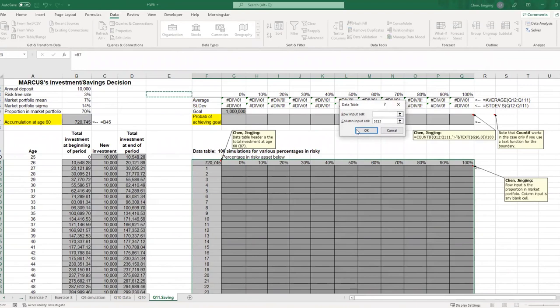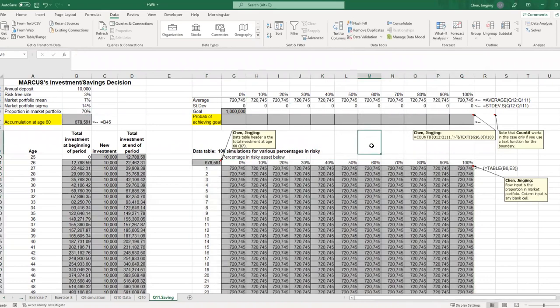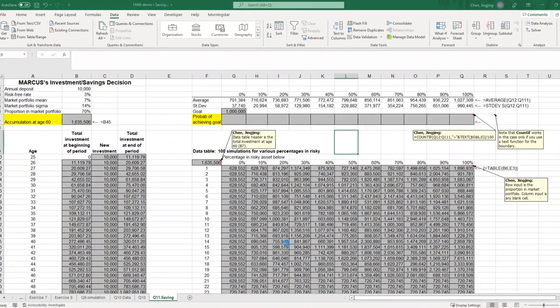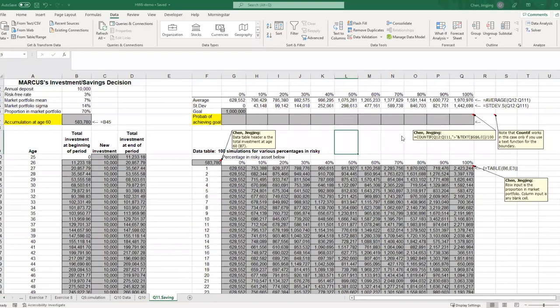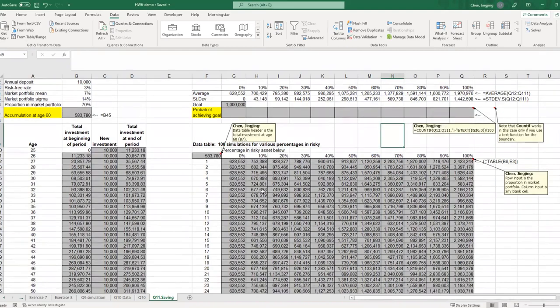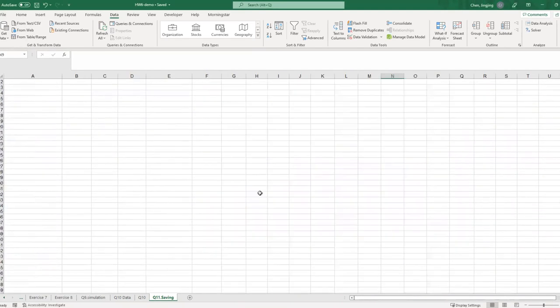Column input is nothing. Row input, however, should be the percentage in risky asset. So the percentage initially is 70% for calculating the number here for the table header. Okay, and you probably need to refresh it, so press F9. Okay, it took a while for my laptop to run the simulation, and now everything is refreshed.